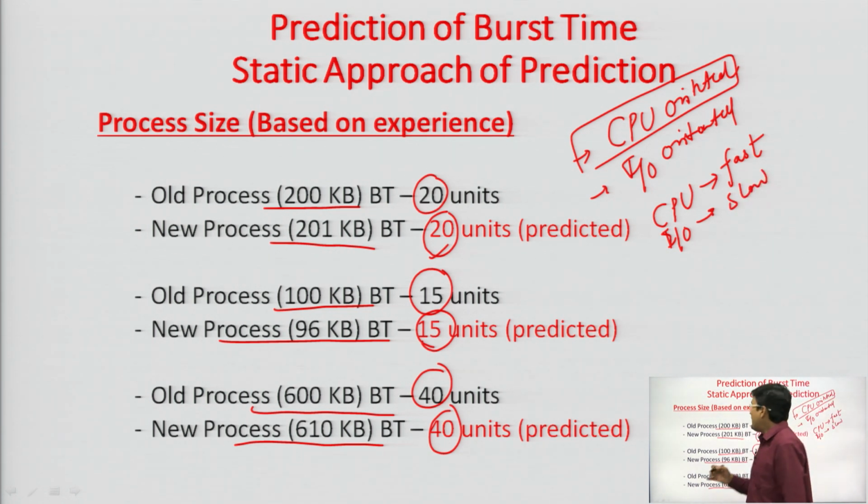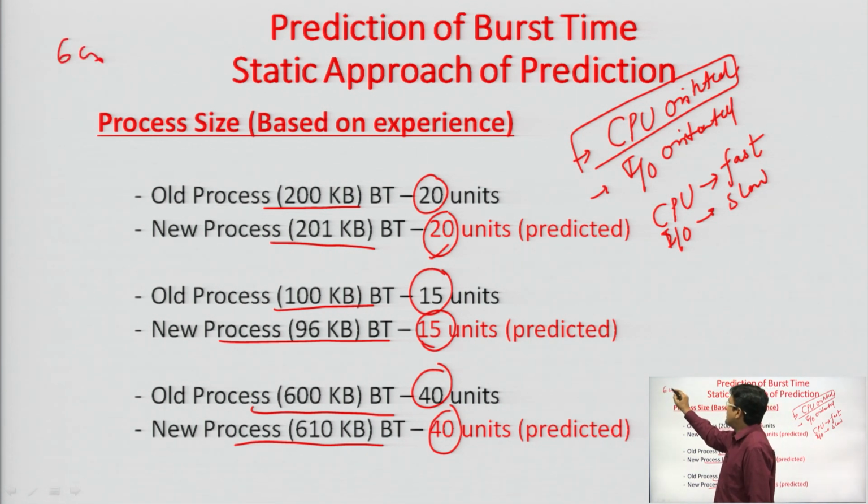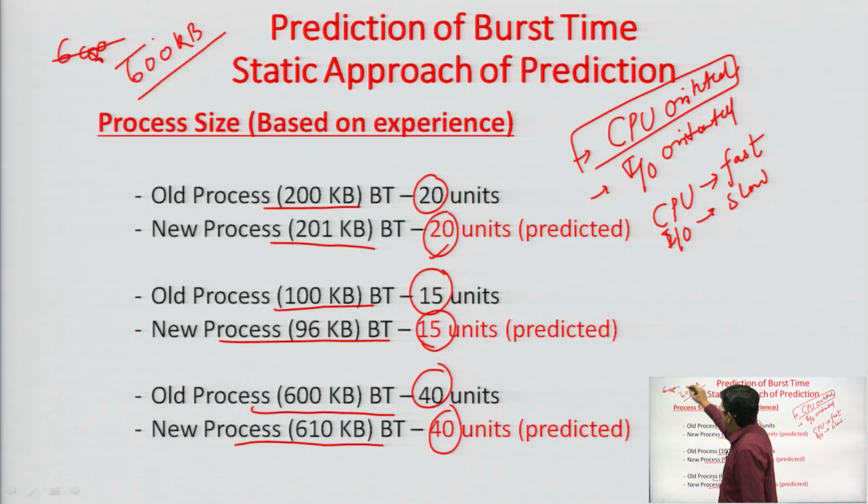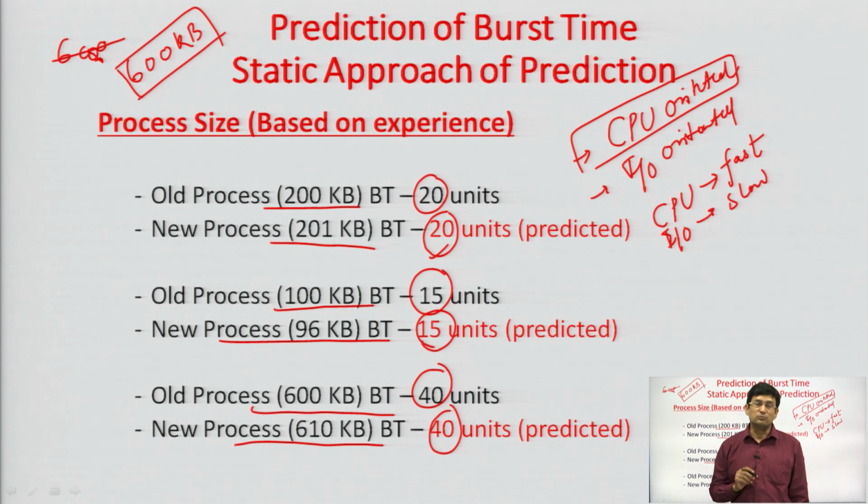Okay. Let us say we have a 600 kb process which is IO bound, and a 600 kb process which is CPU bound. Both types of processes cannot be of the same nature, and the operating system does not know whether the incoming process is an IO bound process or a CPU bound process. So, prediction of the burst time according to the size is perhaps not a good mechanism. We should find out some other mechanism by which this can be done.